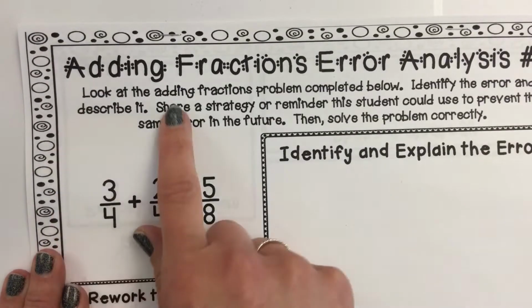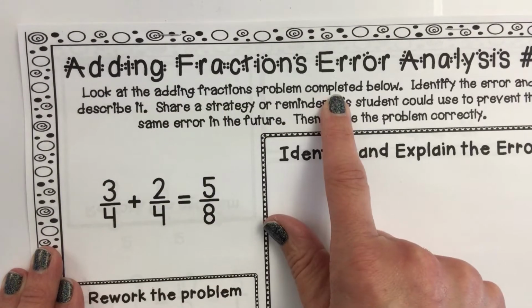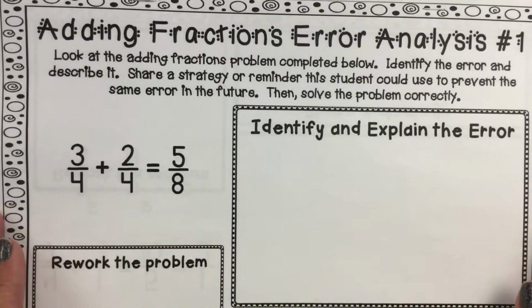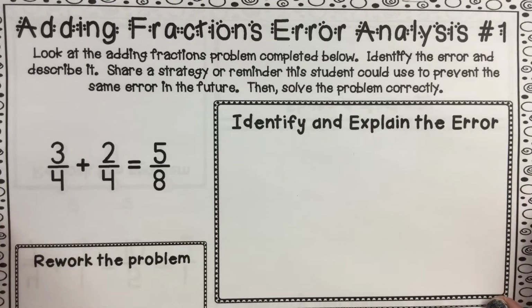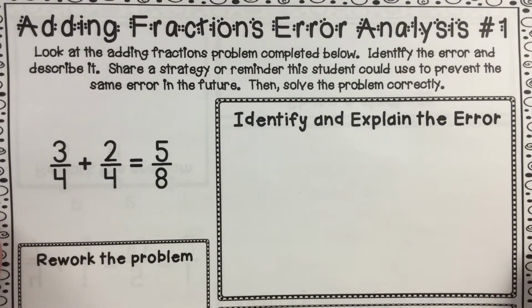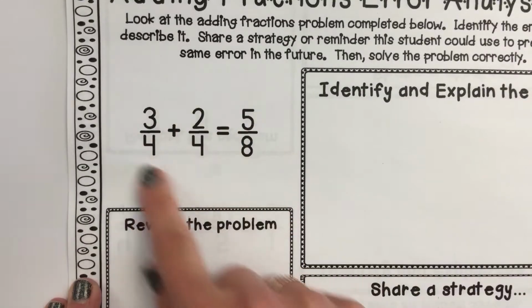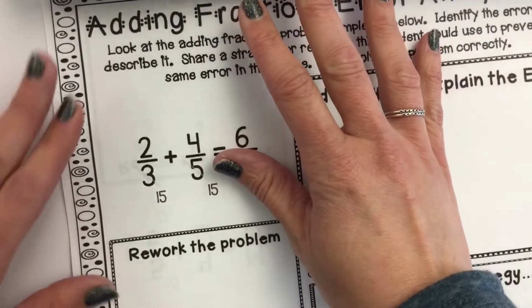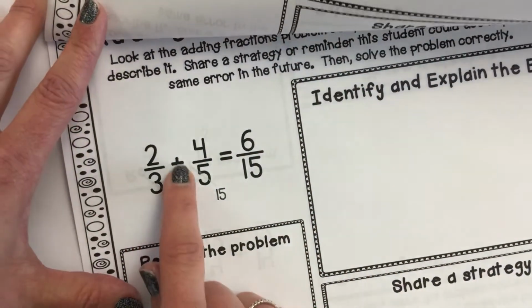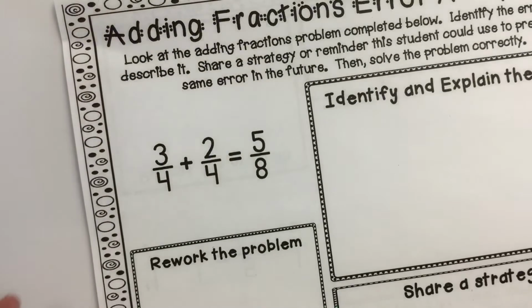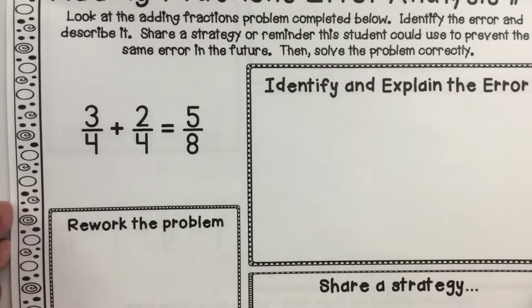The directions say, look at the adding fractions problem completed below, identify the error and describe it, share a strategy or reminder the student could use to prevent the same error in the future, then solve the problem correctly. So what you're going to do is look at the problem. They have done this problem. I will warn you that on some of them, like this third one, these little marks through there are kind of where they crossed it off and they found a denominator. They changed that, just in case you can't read that.